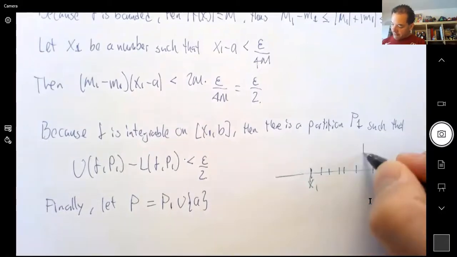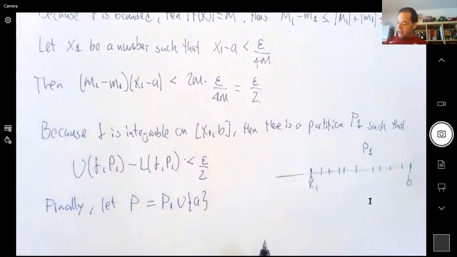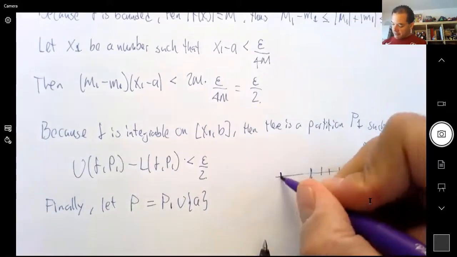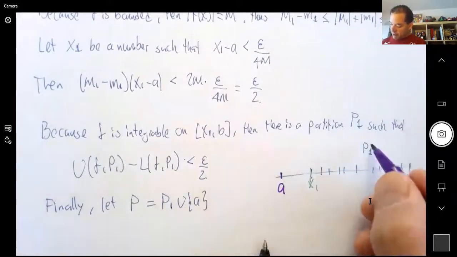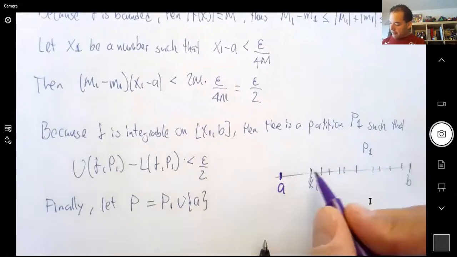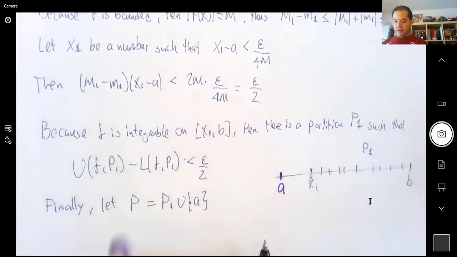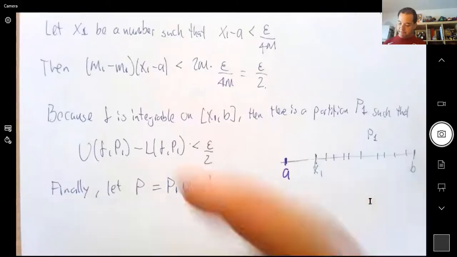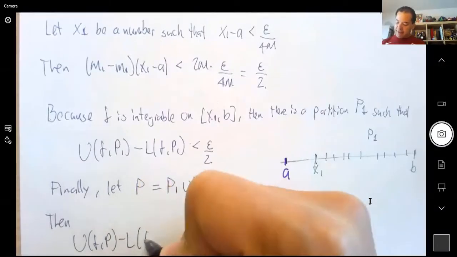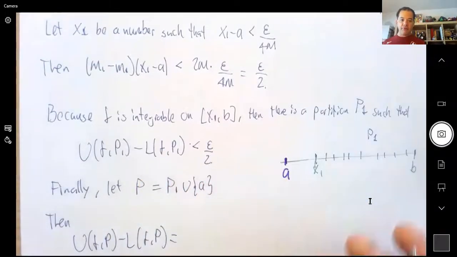That was P1. And then I'm adding A. So I'm adding P1 together with A. That's going to be my new partition P. And what do we know about U of FP minus L of FP? Well, that's how we started, right? That's how we started our entire proof.